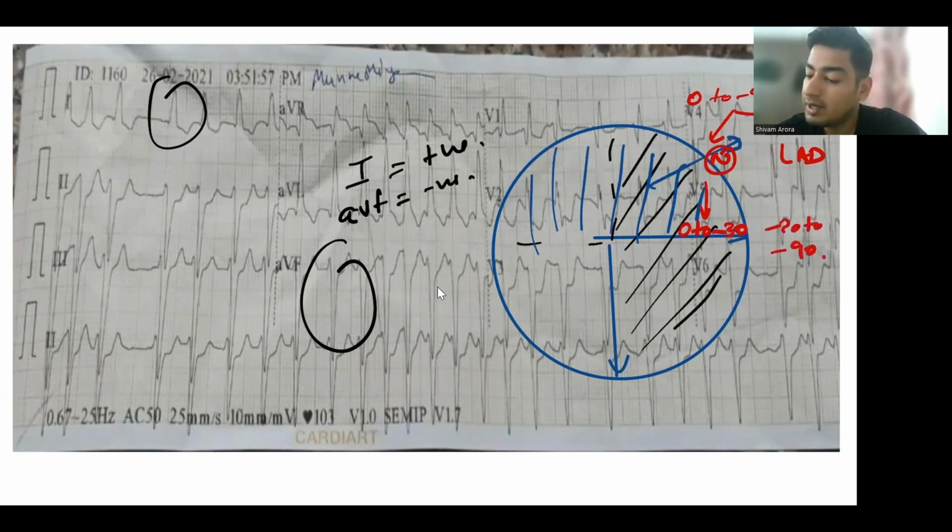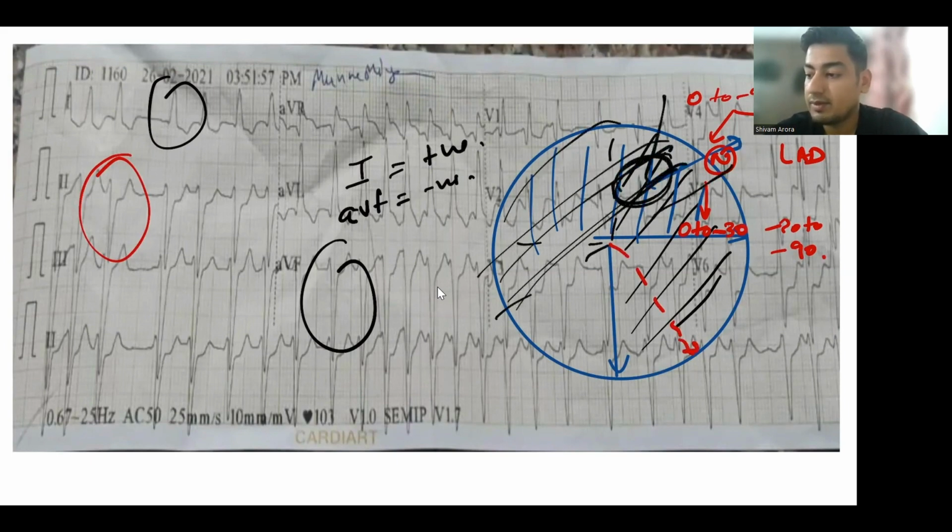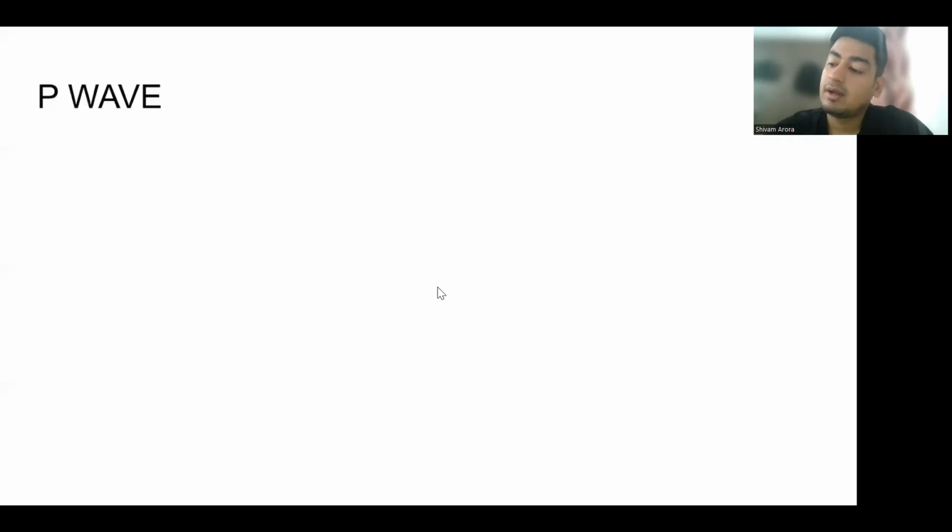For this, we have to look at lead 2. Lead 2 is negative. Since lead 2 is negative, axis would be in this hemisphere. Overlap region is this, that is from minus 30 to minus 90. So this ECG is showing left axis deviation. Clear?